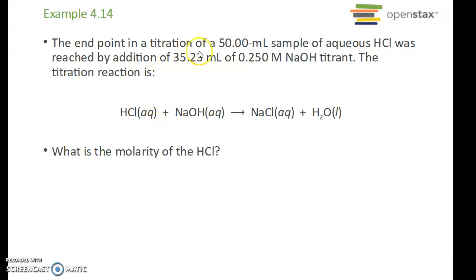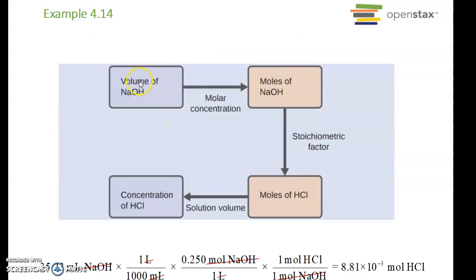So for example, if you're going to titrate aqueous HCl, and the endpoint was reached with 35.25 milliliters of 0.25 moles of sodium hydroxide. So this is the reaction. What's the molarity of this material right here? Okay, so the volume of this we know. The molar concentration is determined by dividing this in terms of milliliters by knowing 1 liter equals 1,000 milliliters, right? And we know that the molar concentration of that per liter.